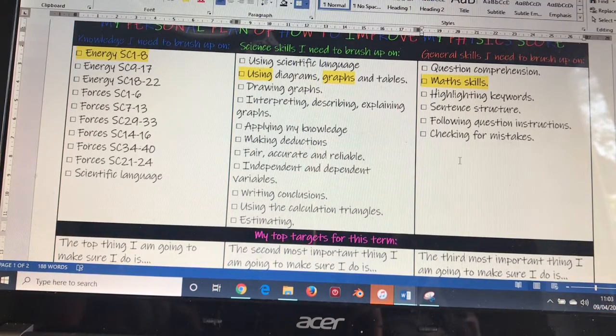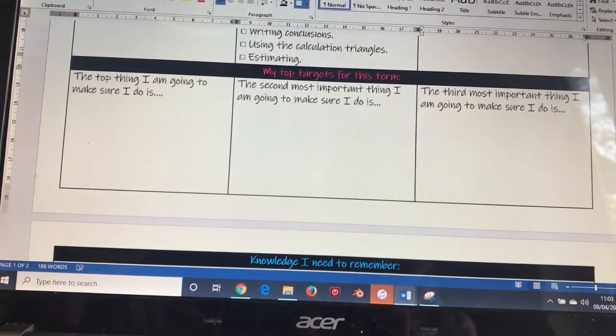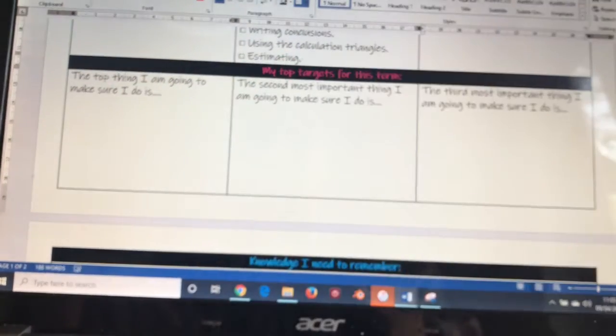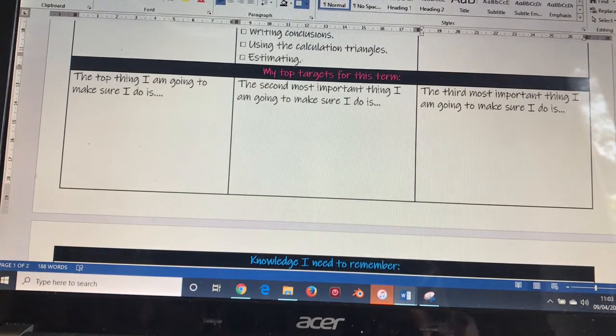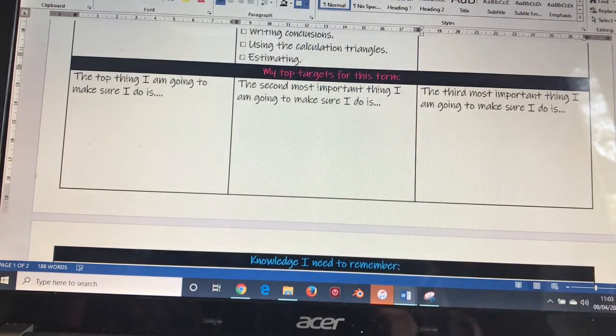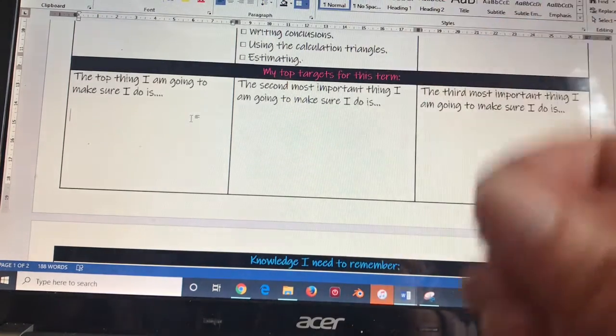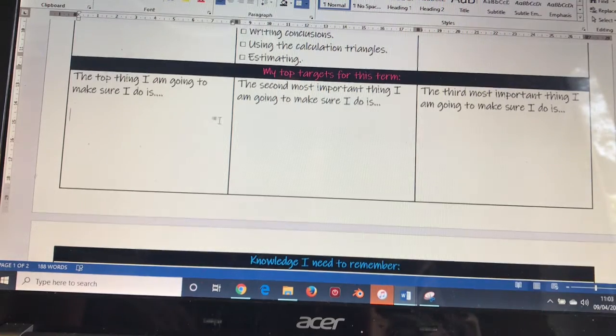So once we know that, we can then go on to write some targets. So we're going to write 3 targets. I think it's really important not to have too many because then it makes it really difficult to keep up with them. So we're going to try and pick targets that we can hopefully bring into play during the rest of this term. So your first target, your top target, needs to be the thing that probably lost you the most marks, the thing that's going to make the biggest impact if you change it.